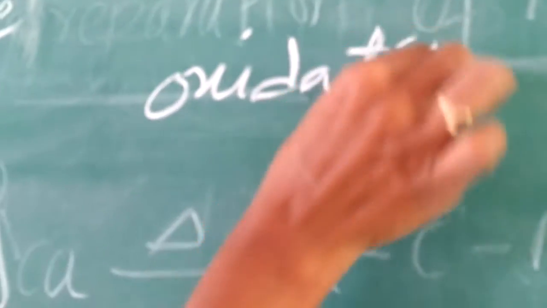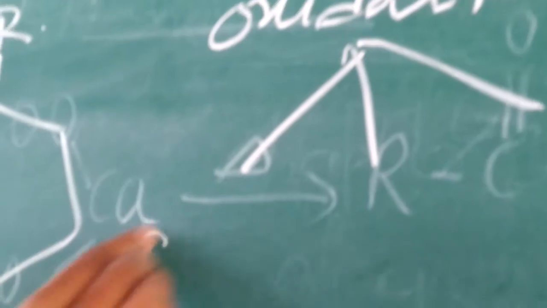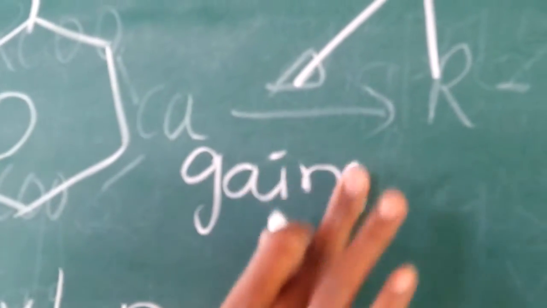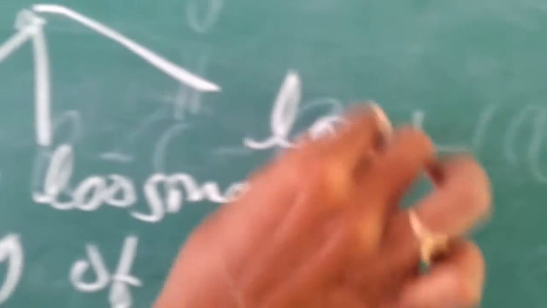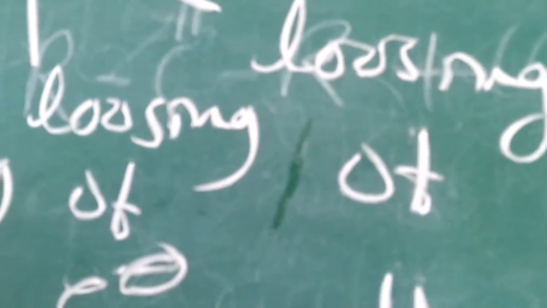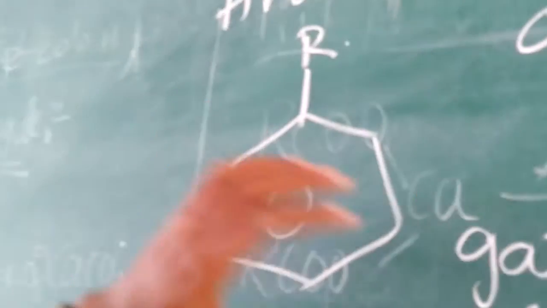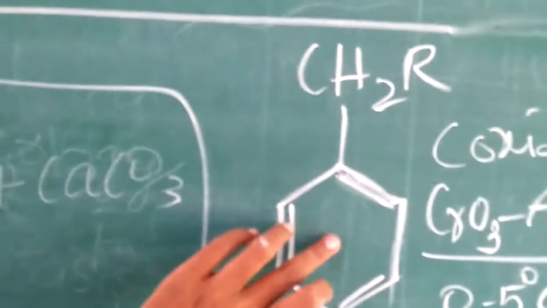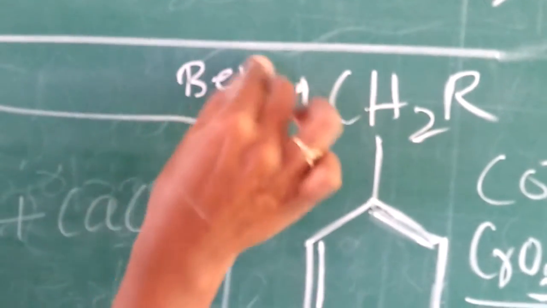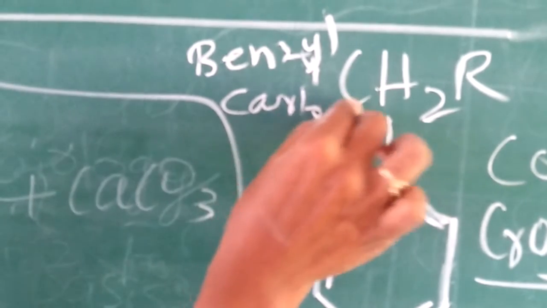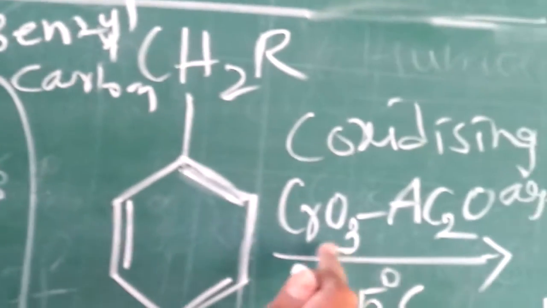What is meant by oxidation? Oxidation means gaining of oxygen, losing of electrons, and losing of hydrogen. So here, oxidation of arenes. See this reaction, this is an alkyl benzene. The carbon which is attached to the benzene ring is known as the benzylic carbon. This benzylic carbon undergoes oxidation.